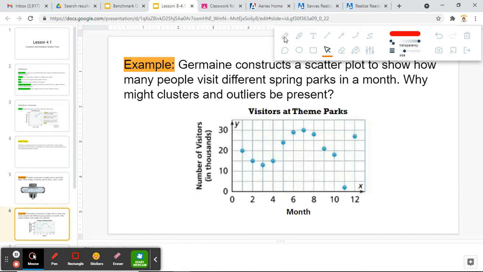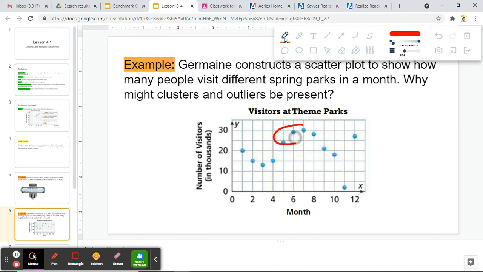All right, so Jermaine constructs a scatter plot to show how many people visit different theme parks in a month. Why might clusters and outliers be present? So if we're looking at the scatter plot here, we're seeing that we are decreasing, then increasing, decreasing, got a little bit of an outlier here, and then increasing again. Our x-axis is our months and our y-axis is the number of visitors. And this is for visitors at a theme park here. So why might clusters and outliers be present?